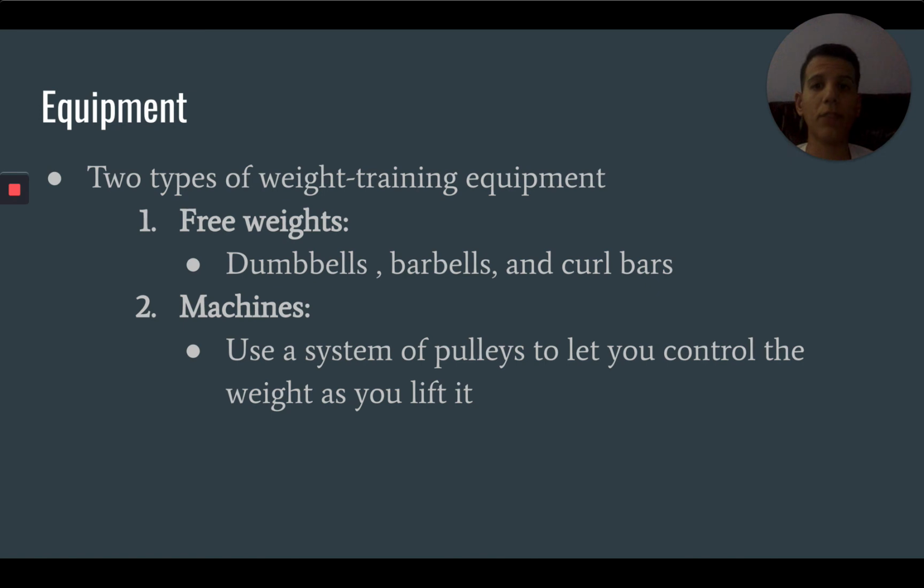So there are 2 types of weight training equipment: free weights, which are dumbbells, barbells, and curl bars, and machines. If you've ever gone to the gym, you'll see these machines. It's a system of pulleys to let you control the weight as you lift it.